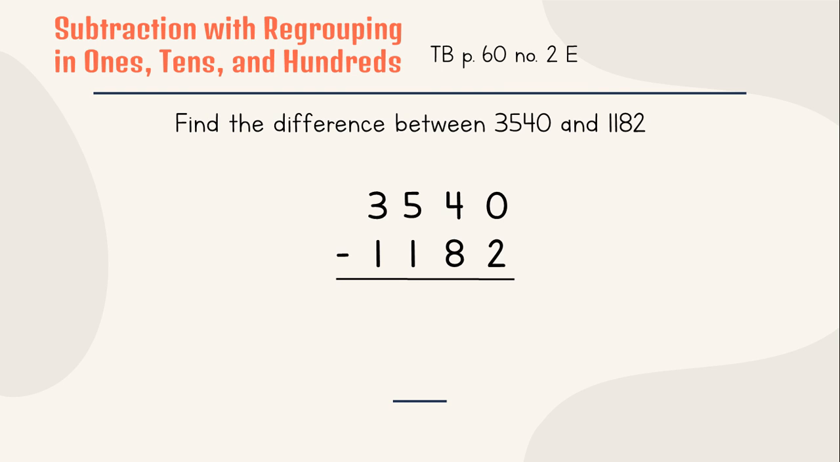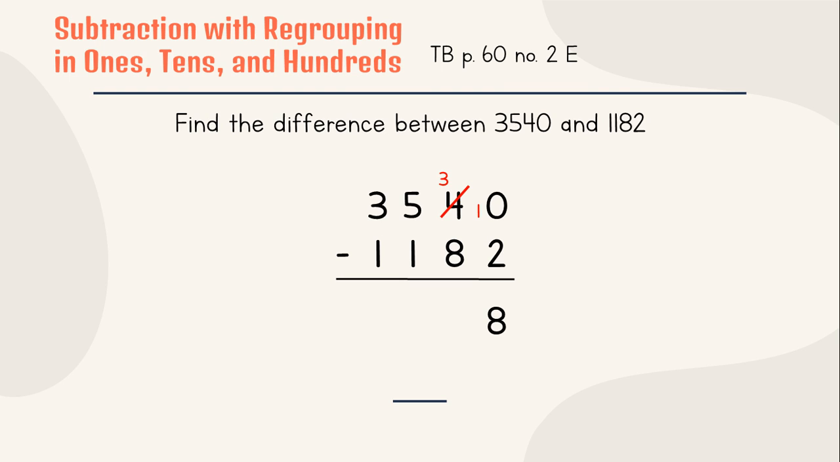10 seconds. 4, 3, 2, 1. 0 minus 2 can or no? Cannot, because it's cannot. We gotta borrow 1/10 from 4. That's it. Now 10 minus 2 equals 8.